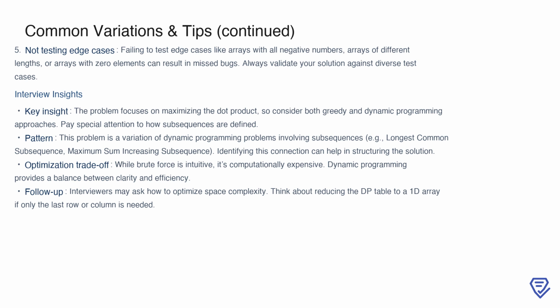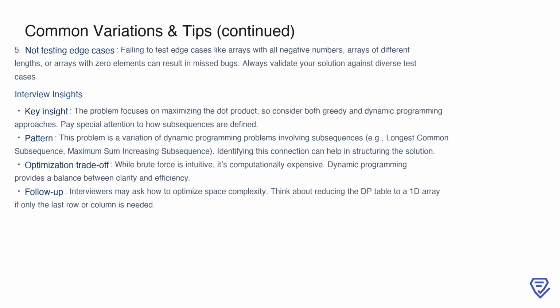From an interview perspective, one key insight is that this problem revolves around maximizing the dot product, so exploring both greedy and dynamic programming approaches can be helpful. Pay close attention to how subsequences are defined, as this is central to solving the problem correctly. The pattern here is similar to other dynamic programming problems involving subsequences, like longest common subsequence or maximum sum increasing subsequence. Recognizing this connection can help you structure your solution effectively.